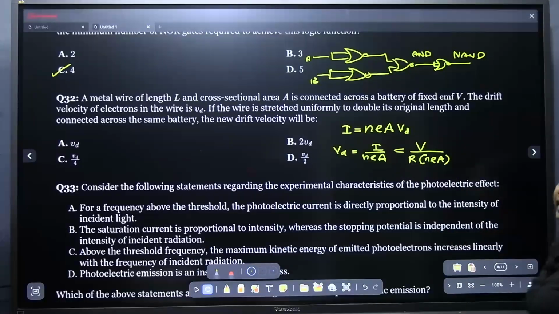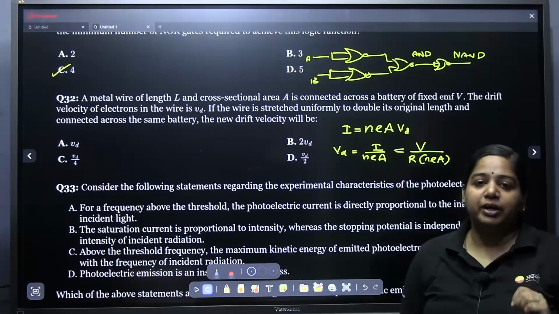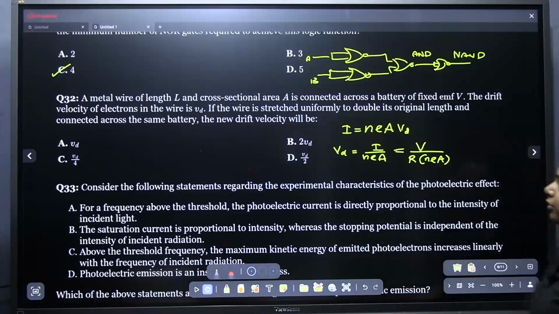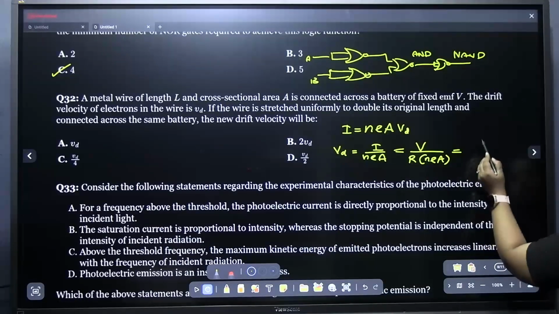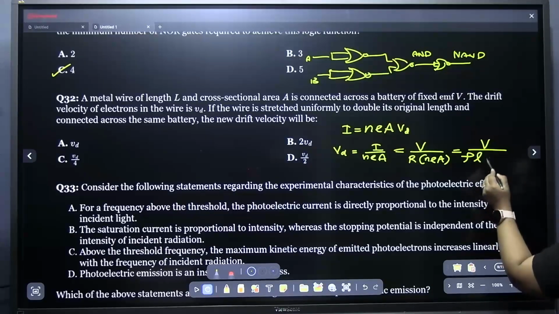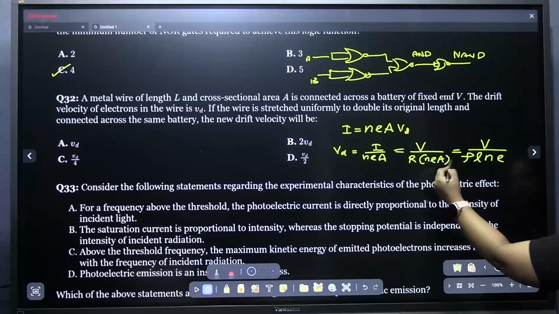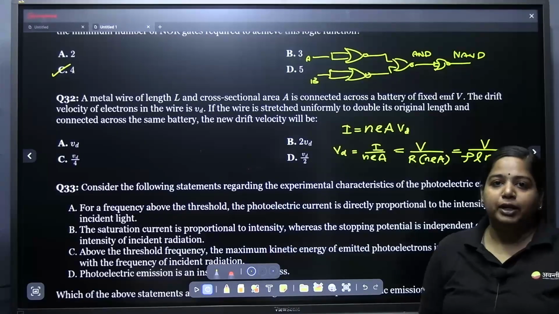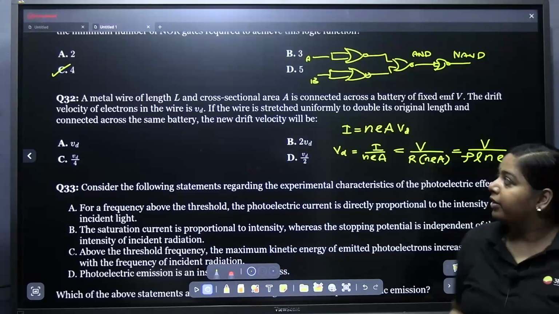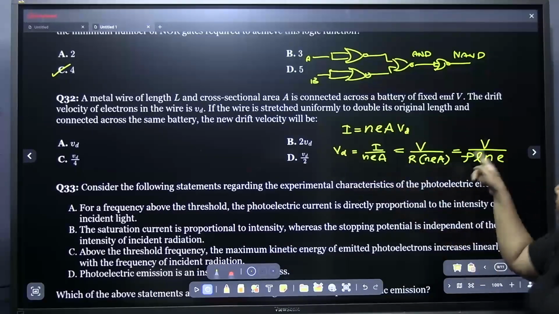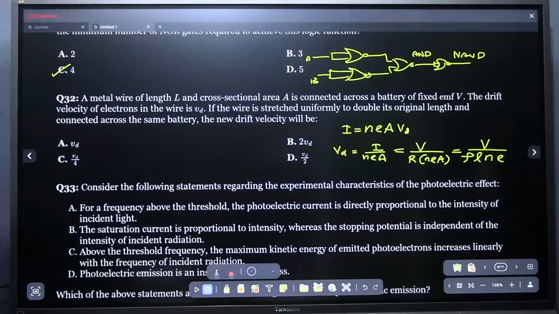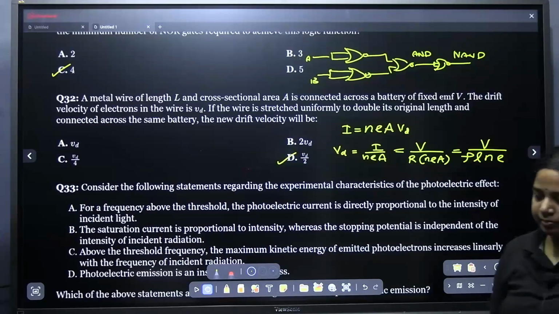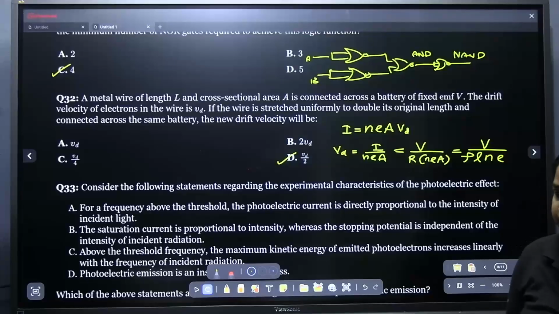Now we can see that R, resistance, is there. Resistance is dependent on length. So R = rho L by A, we will substitute. So V into A by rho L nE will come, so A will get cancelled. From that we can understand it is not going to depend on area. So only length is doubling. If length is doubling, what will happen? Vd will reduce by 2. Okay, is that clear?